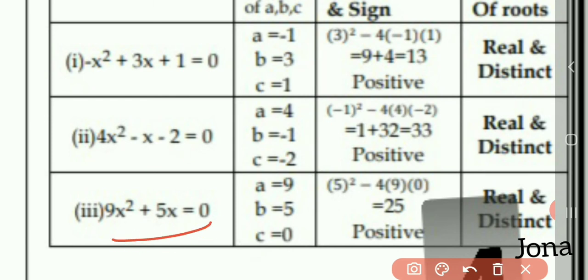And then 9x² + 5x = 0. Here the constant term is missing, so let us take it as 0. So here a is 9, b is 5 and c is 0. Again we substitute in this, and we got a positive value, so the roots are real and distinct.